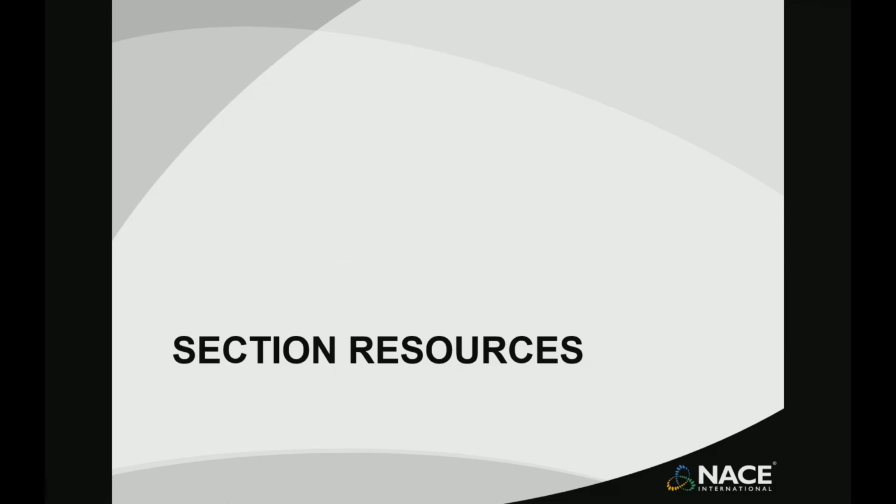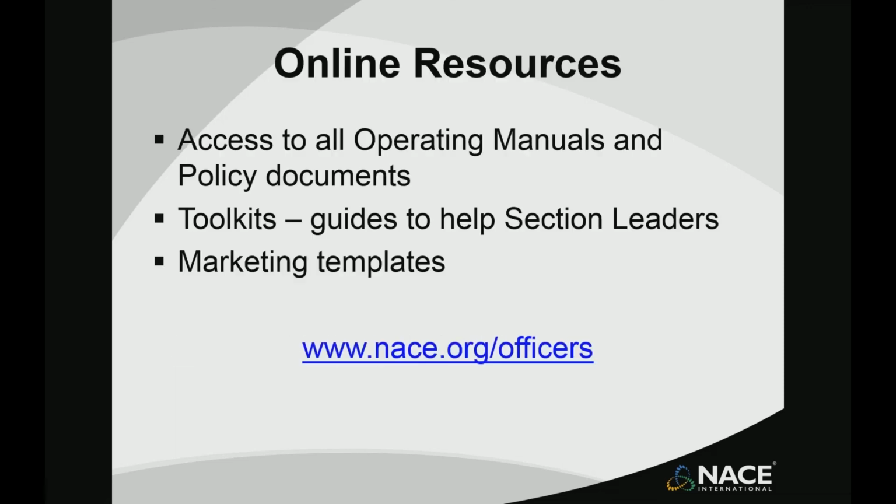NACE actually has a ton of section resources that have not really gotten the word out. These resources are there to help sections with meetings, courses, speakers, topics, things such as that. There are online resources. Access to all operating manuals and policy documents is available. There are toolkits, which are guides to help section leaders. There are marketing templates. And these can all be found at nace.org/officers. You can also find these if you go through your particular NACE account.